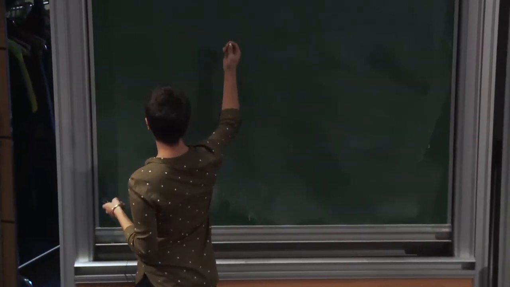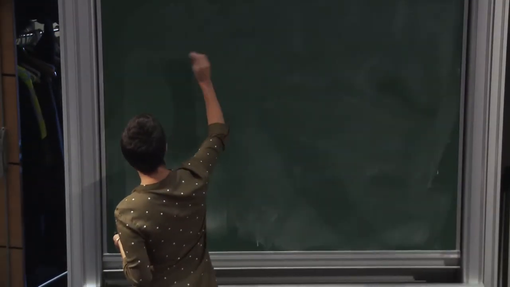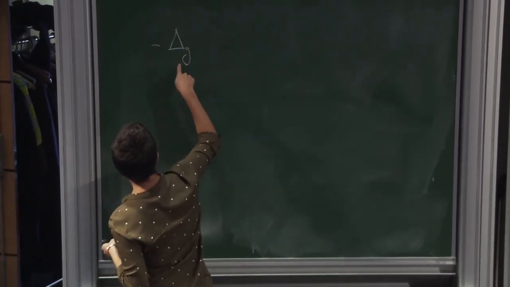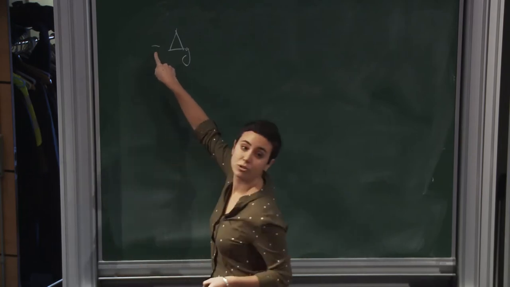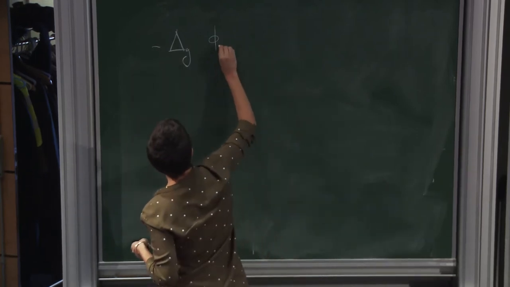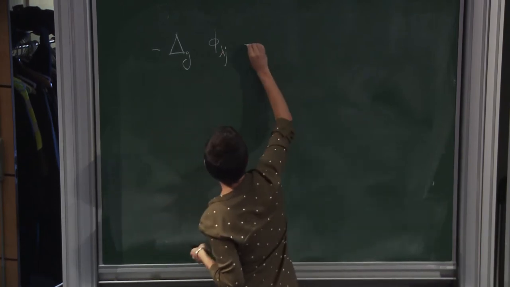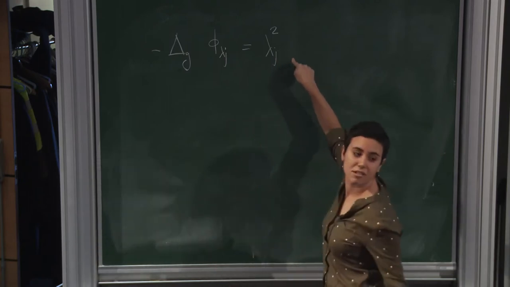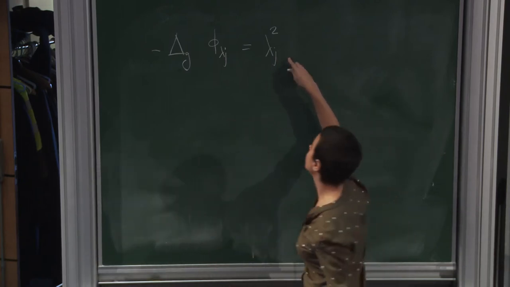And the spectrum of the Laplacian is discrete. So if this is the standard Laplacian, I put a minus sign in front to turn it into a positive definite operator. We are going to denote by phi lambda j the eigenfunctions. All the eigenvalues are positive. And I'm going to be writing lambda j squared for the eigenvalues.